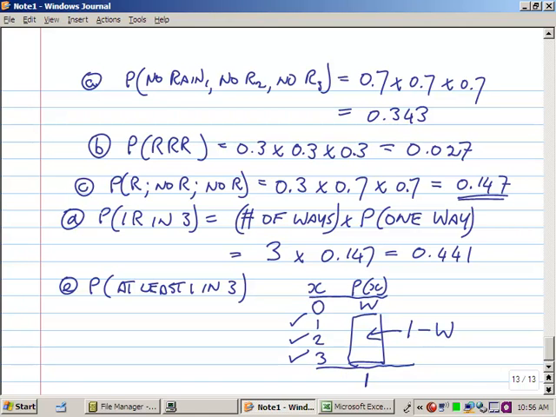Okay, but we have the probability of no rain. Alright, and that was the first one we did, and that's 0.343. So the answer that we want here, 1 minus 0.343, see if I can do that in my head quickly, that's 0.657. Hopefully I'm correct there. Okay, I just checked myself and I am. So the answer to this problem, at least 1, is 0.657.